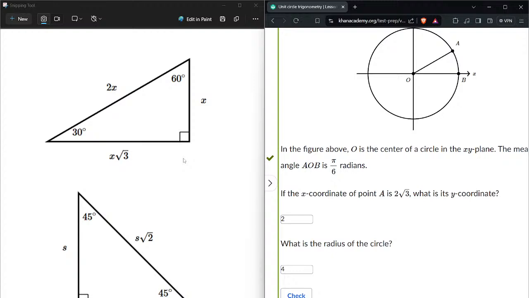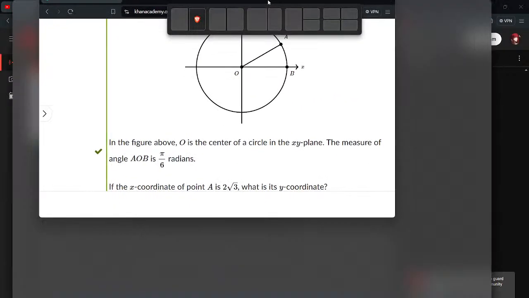Oh, yeah. So we got root 3 by 2, x, right? So in the other one, it's x, and root 3 by 2, right? Okay, yes, I have a decent idea now.